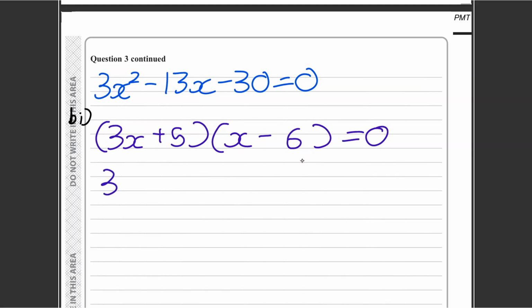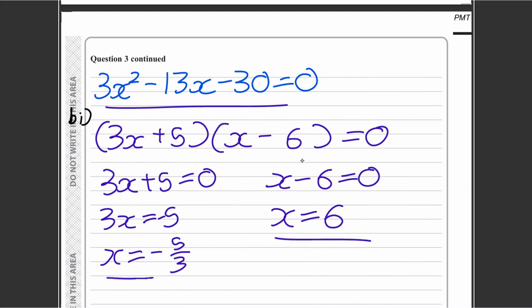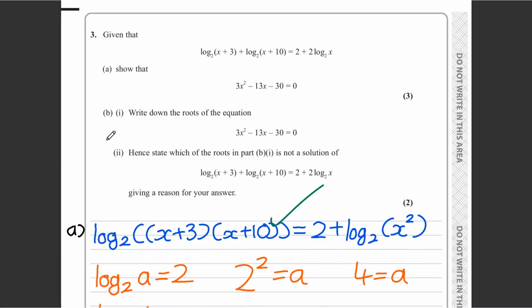So this means that either 3x plus 5 is equal to 0, or x minus 6 is equal to 0. So that means that 3x is equal to minus 5. So therefore x is equal to minus 5 over 3. If x minus 6 is equal to 0, this means that x is equal to 6. So these are the two roots to this equation here: x is equal to 6 and x is equal to minus 5 over 3. This is 1 mark.